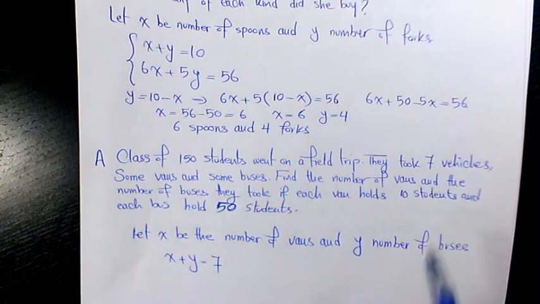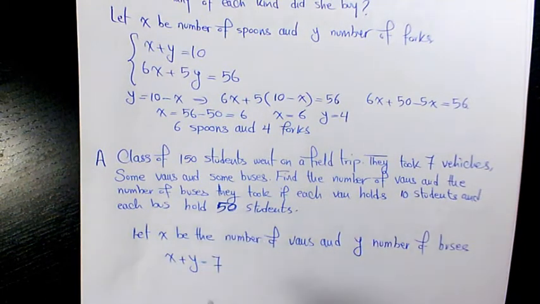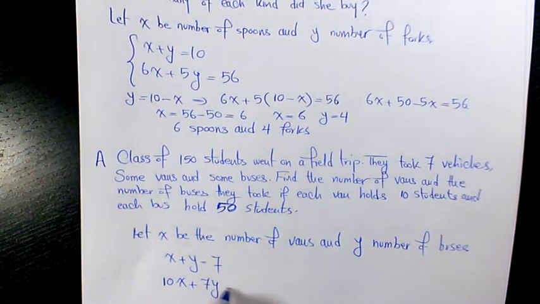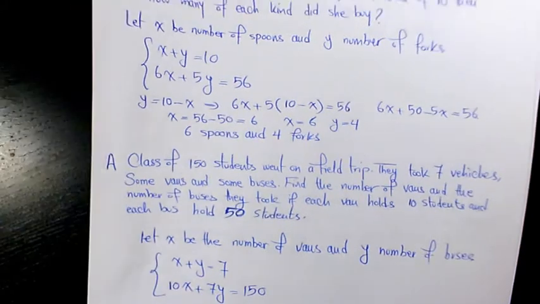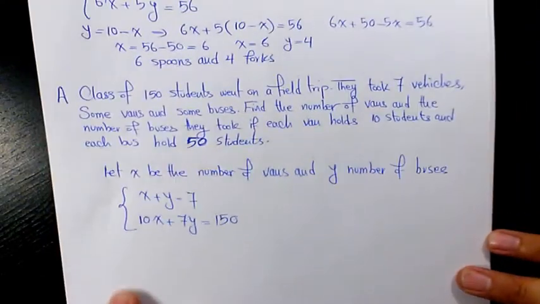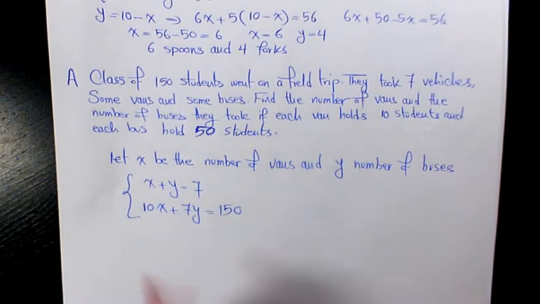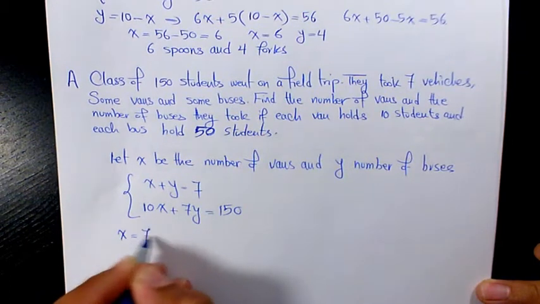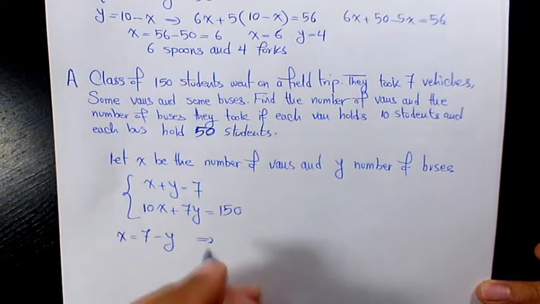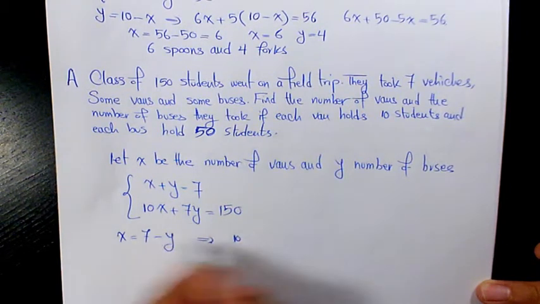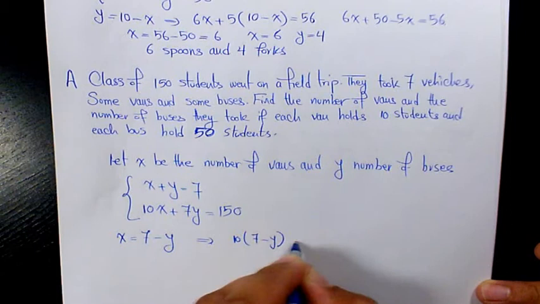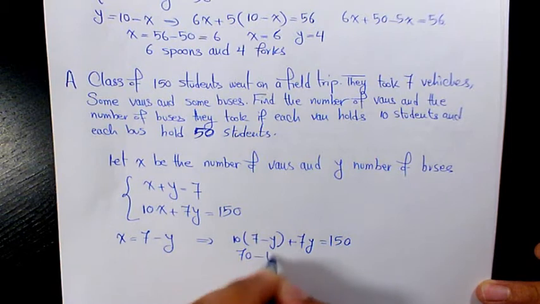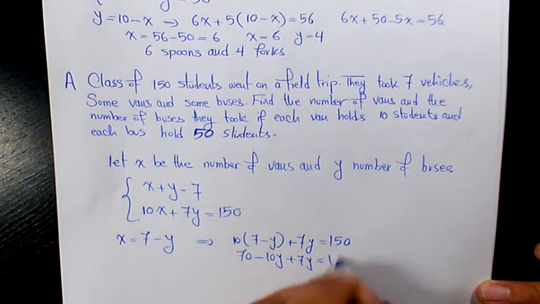Then you're going to say 10 students in a van, 50 students in a bus, and in total we have 150 students. So it's going to be 10x plus 7y equals 150. So what I can do, I'm going to have x equals 7 minus y. We have 10 times x. Instead of x, I put 7 minus y, plus 7y equals 150. So we have 70 minus 10y plus 7y equals 150.